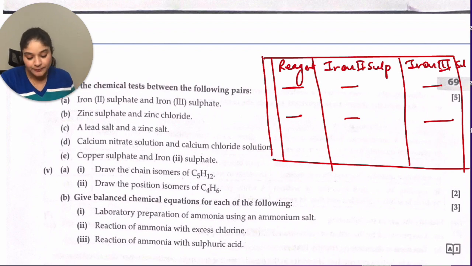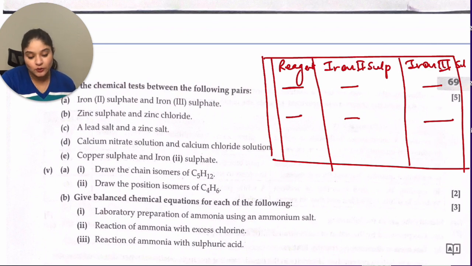Let's move to D, calcium nitrate and calcium chloride. So you can use silver nitrate solution here. This was the part discussed in nitric acid. So by adding silver nitrate solution, what will happen is, for calcium nitrate you will have no visible reaction, and for calcium chloride you will have a white PPT which is soluble in excess of ammonium hydroxide.